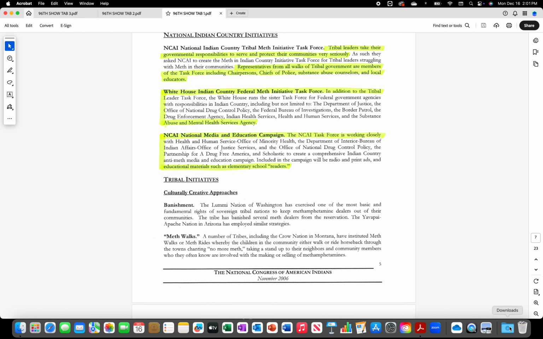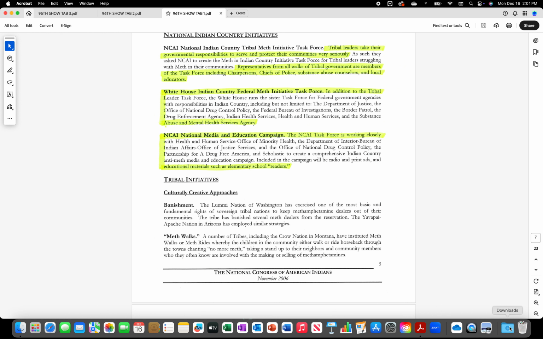Mental Health Services Agency. Now, a minute ago, we were just told about the 2 to 3 officers covering a 400-mile area in terms of law enforcement for their community. Well, I just read about 5 or 6 agencies that are also involved.